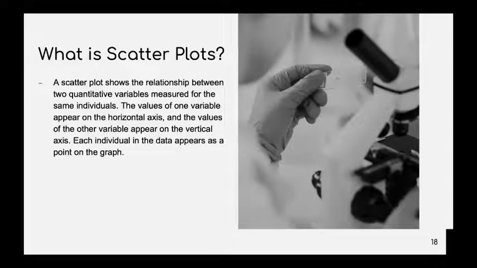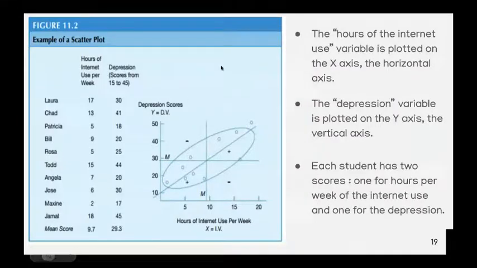The values of one variable appear on the horizontal axis and the values of the other variable appear on the vertical axis. Each individual in the data appears as a point on the graph. As you can see here, the hours of internet use variable is plotted on the x-axis, and the depression variable is plotted on the y-axis, which is the vertical axis. Now, each student has two scores. One is for their hours per week of internet use, and another one is for depression.